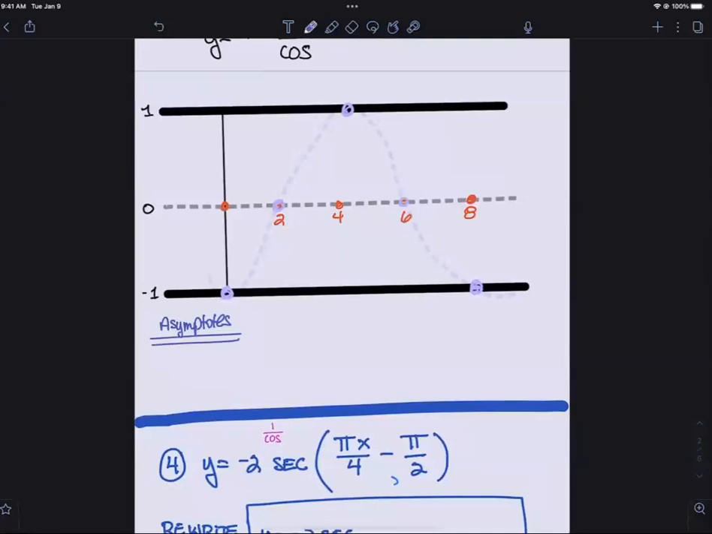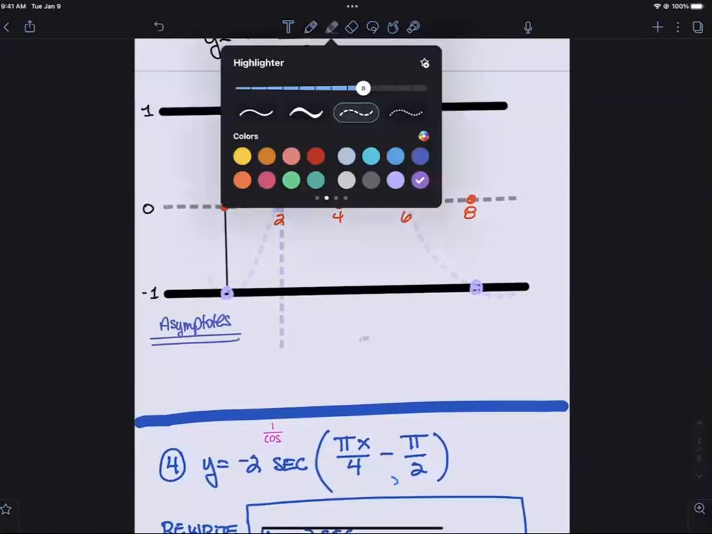The asymptotes will occur where the graph crosses the x-axis or the midline. So here, to draw these in, I'm going to draw a vertical line through 2 and a vertical line through 6. And I missed it. So hold on, let me make that better. Vertical line, that's not showing up. Let me change that ink color. We'll go with this purple.